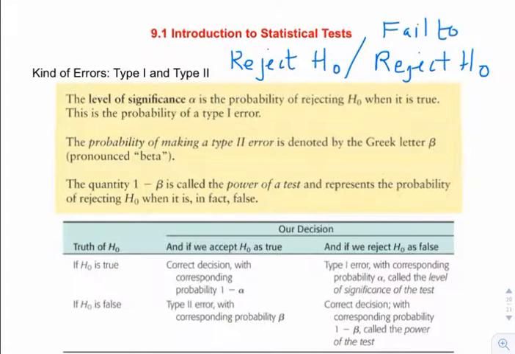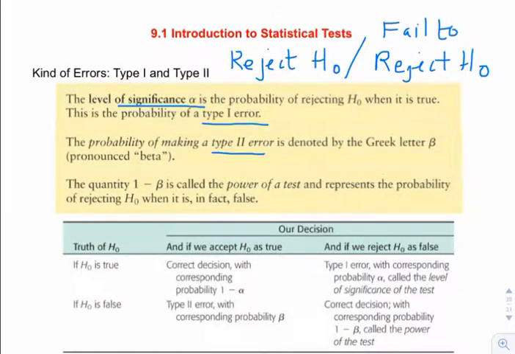If you make an error, you could do one when you should have done the other. So the level of significance, alpha, is the probability of rejecting H naught, but you shouldn't have. It's true. So there's a type 1 error. So you did reject it, but you shouldn't have. The probability of making a type 2 error is called beta. So type 2 error is the opposite. Type 2 error is you failed to reject and you shouldn't have.